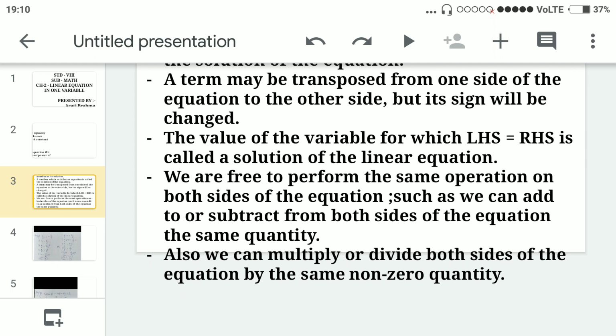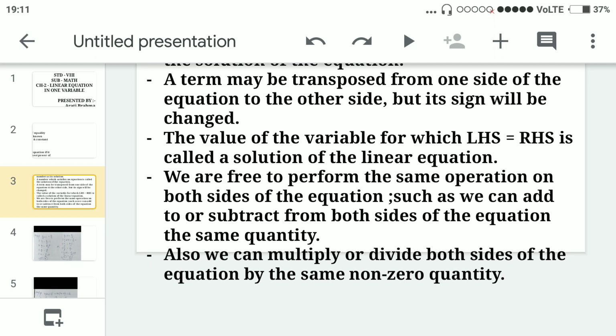We are free to perform the same operation on both sides of the equation, such as we can add or subtract the same quantity from both sides of the equation. That means if we are not going to do the transpose way, we can do another thing: if you want to add or subtract something on the left hand side, the same operation we have to do on the right hand side. If we are adding 5 on the left hand side, the same 5 we have to add on the right hand side, then only the value will remain the same, otherwise the value will be disturbed.